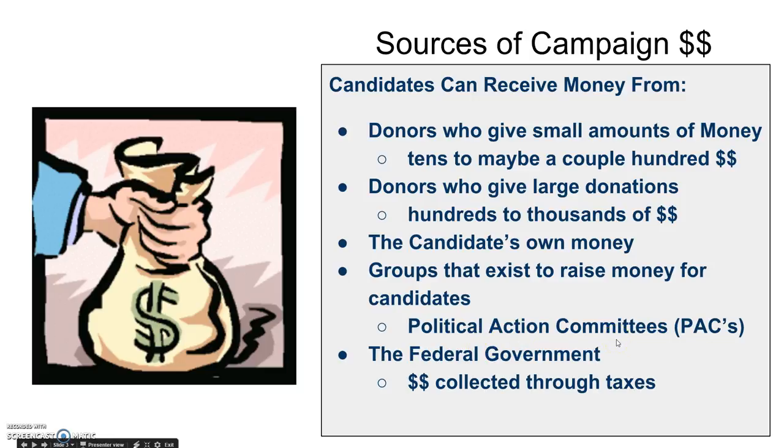Another source of revenue candidates can use to pay for campaign expenses is actually the federal government. The federal government will pay candidates a limited amount of money that they collect through taxes and can funnel toward that candidate's campaign efforts. So here are your 5 sources for where the money comes from.